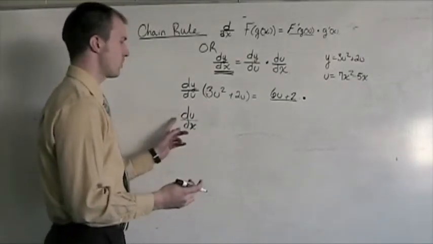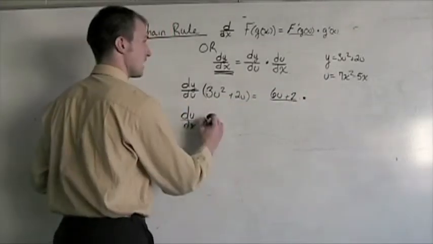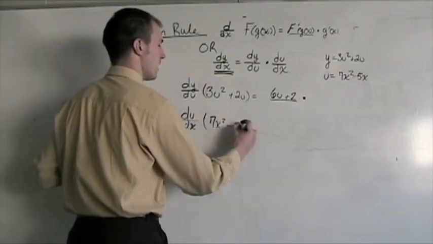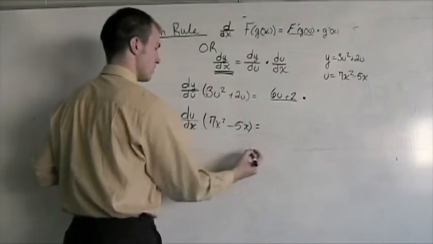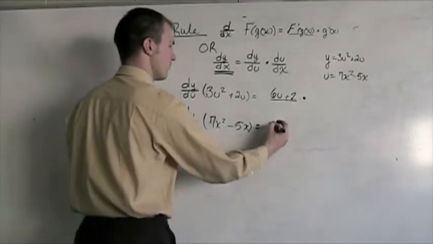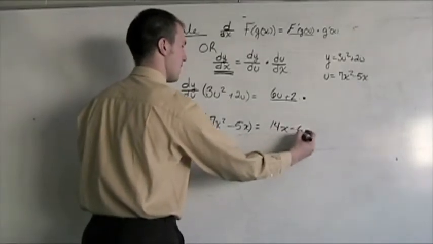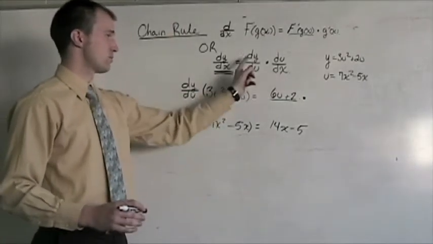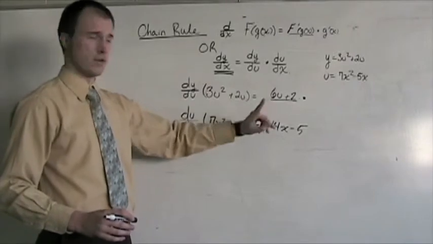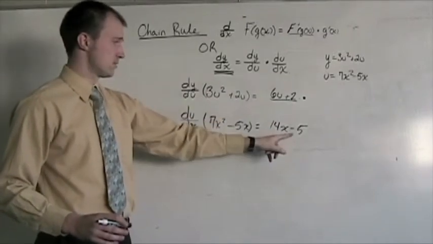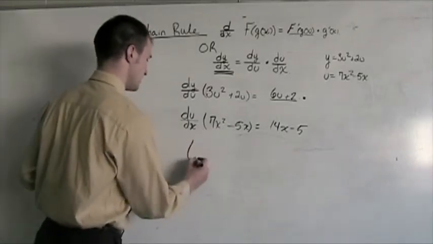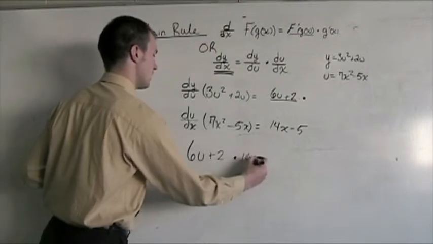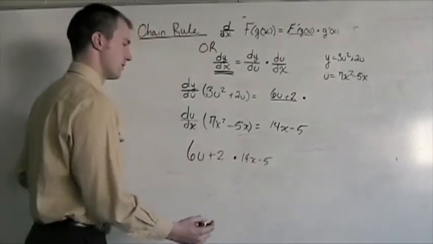with respect to x. So finding the derivative of u with respect to x, that's going to be the derivative with respect to x of 7x squared minus 5x. Okay, so differentiating here with respect to x, I get 14x minus 5. So taking these two times each other, because we're supposed to take dy over du, this piece right here, times du dx, this piece down here, I have 6u plus 2 times 14x minus 5.